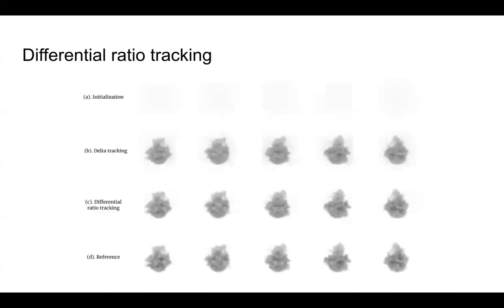So this slide shows that for inverse volume rendering, differential ratio tracking produces better results than the normal sampling strategy, which is called delta tracking. Here, the first row shows the initialization of the scene estimate, and the goal is to reconstruct the scattering volume in the last row. Also, the 5 columns here correspond to 5 sensors that are imaging the same volume. You can see that the differential ratio tracking method reconstructs a volume that is very close to the reference.